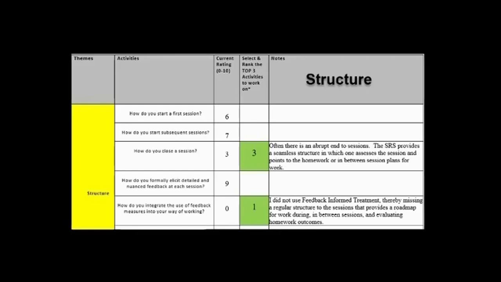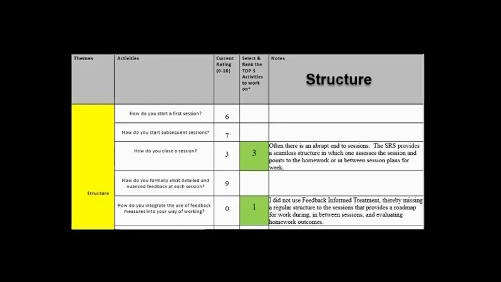In the structure section, I came upon 2 of the stretch goals right away. The first is how to close a session, which I ranked around 3 in terms of the stretch goals. Often there's an abrupt end to my sessions because I run out of time. The SRS provides a seamless structure in which one assesses the session and points to the homework or in-between session plans for the week. It's a nice way to close the therapeutic hour with the client, and I want to work more on it because it will help punctuate the end of the session, which I've had difficulty including in a seamless way over the years.